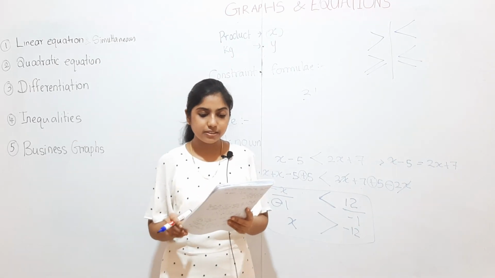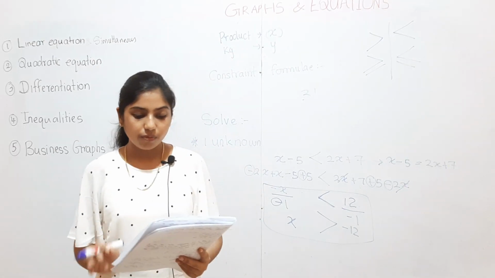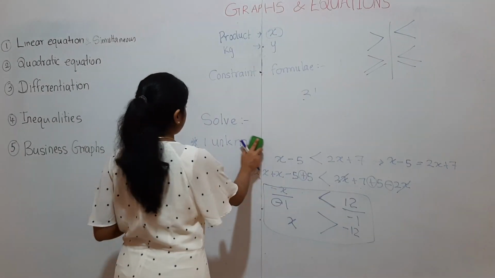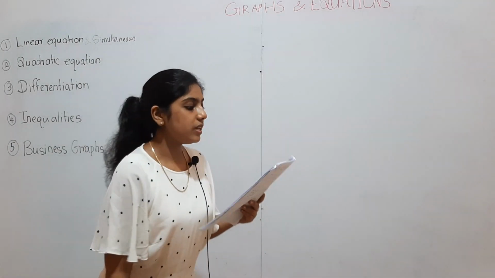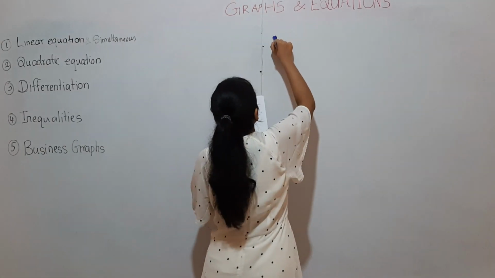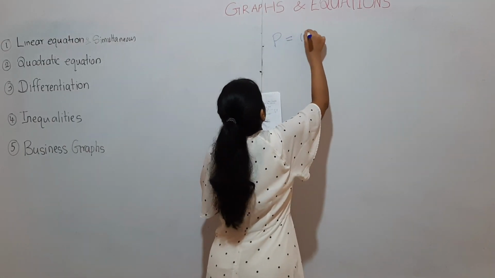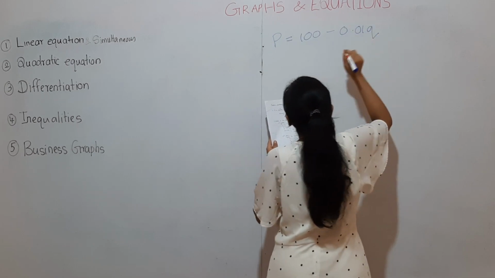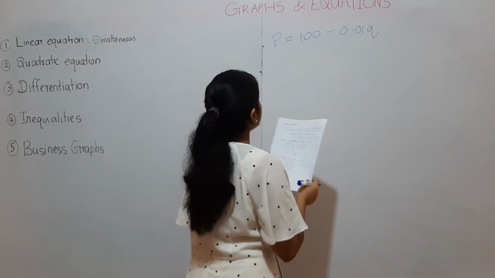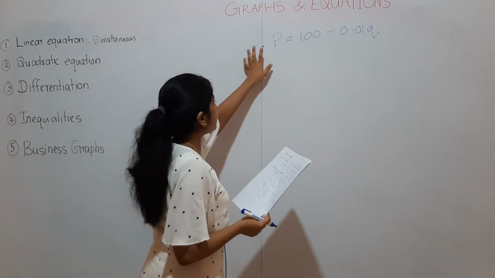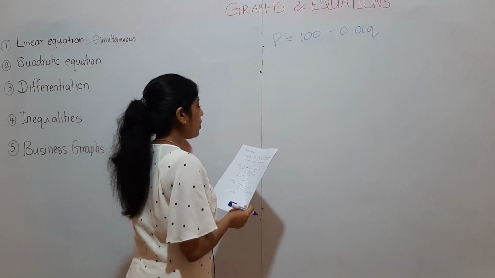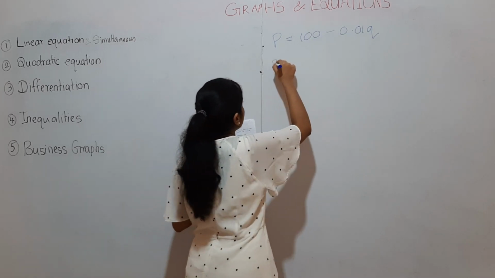Let's do some practice questions. One practice question and then we'll move on to business graphs. They have given the equation P equals 100 minus 0.01 Q. This is a price formula, where Q is the quantity and P is the price. They are asking to find the formula for revenue.